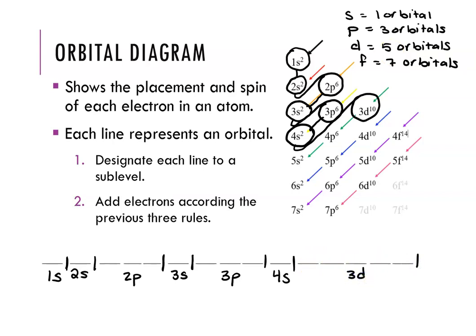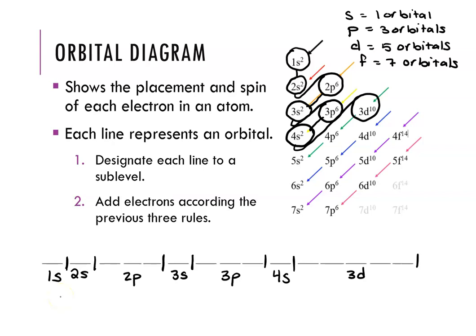On the worksheet, there are more lines, so you have to keep going. You would go to 4p, which would have 3 lines. Then you'd go to 5s, which would have 1 line. Then you'd go to 4d, which would again have 5 lines, and so on and so forth. However many lines you have, that's how far you keep going. And each of the sublevels has this many lines, regardless of the number that is in front of the letter.